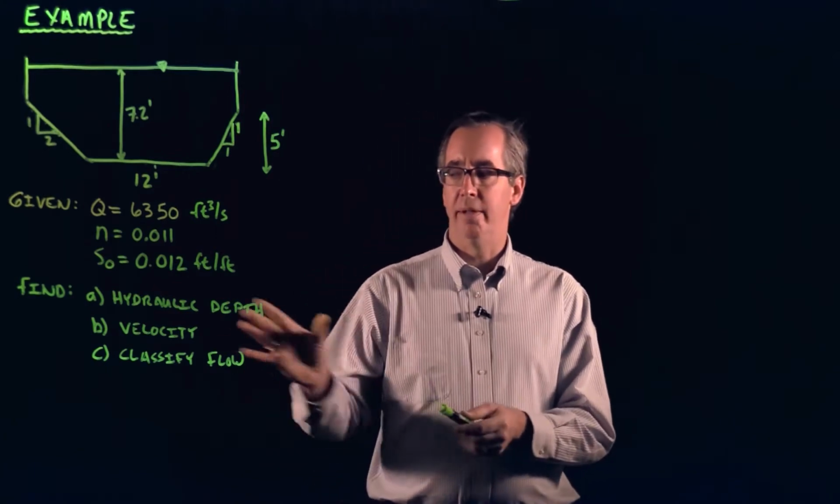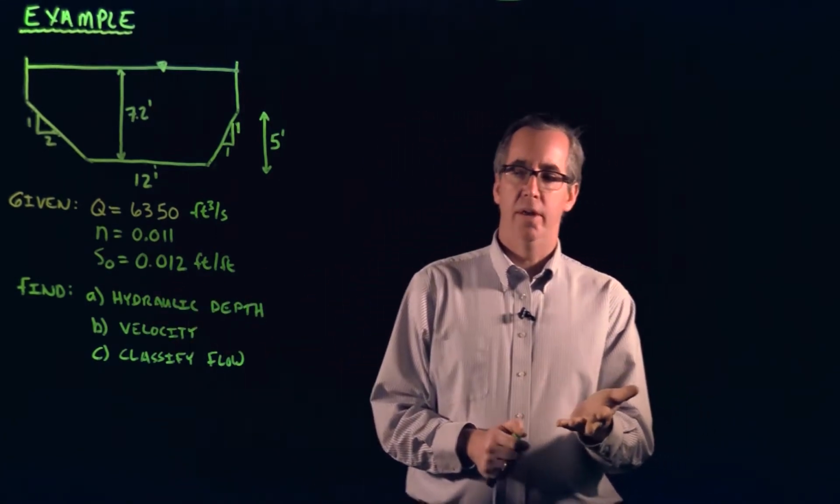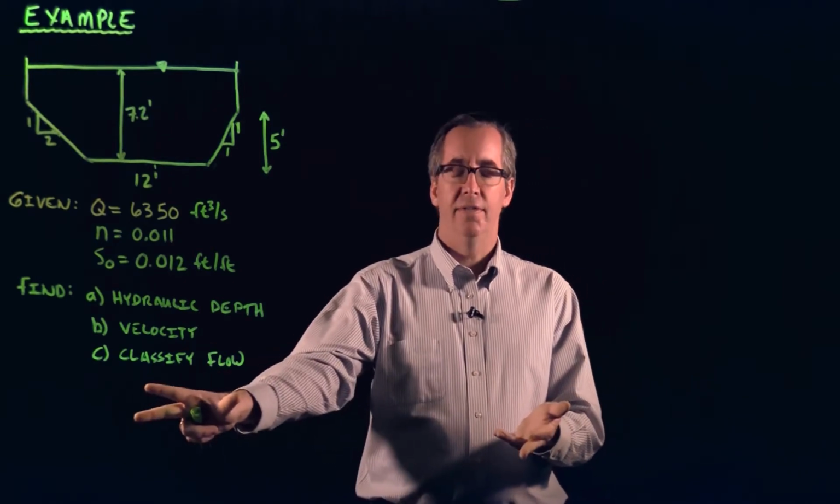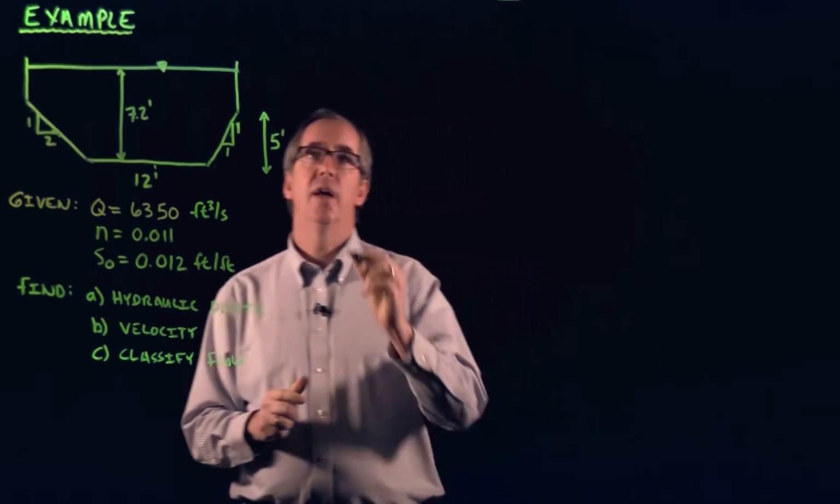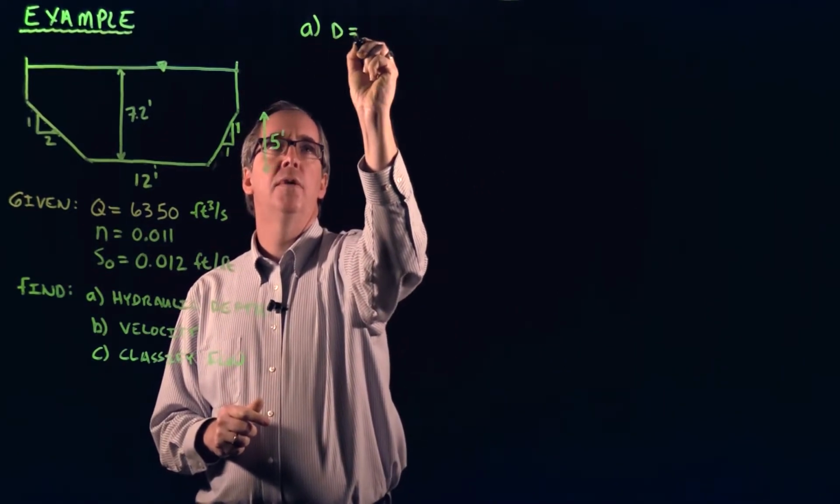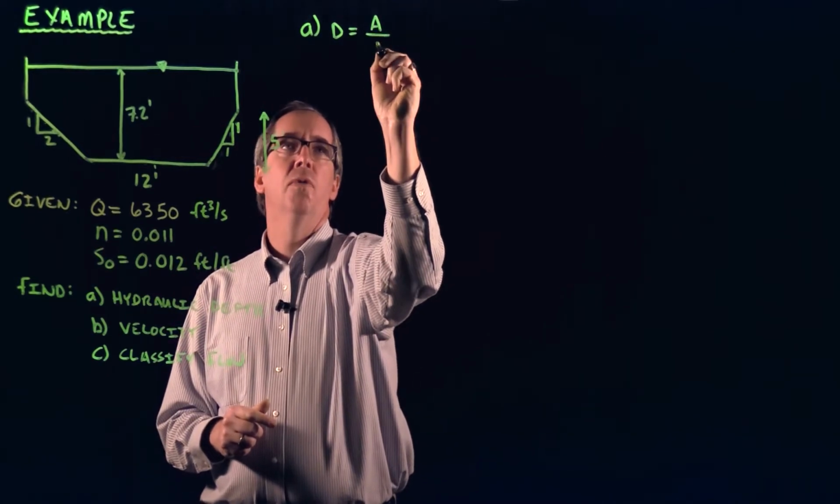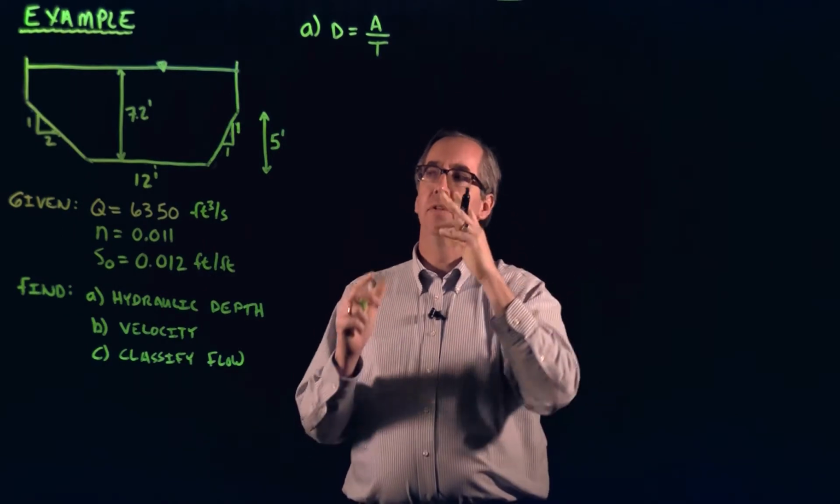The first one will be to determine the hydraulic depth. We'll also determine what the velocity of the flow is. And then lastly, we'll classify the flow by calculating the Froude number. So let's go ahead and look at the hydraulic depth. Okay. The hydraulic depth is equal to the area over the top width. Okay. So let's go ahead and do these calculations.